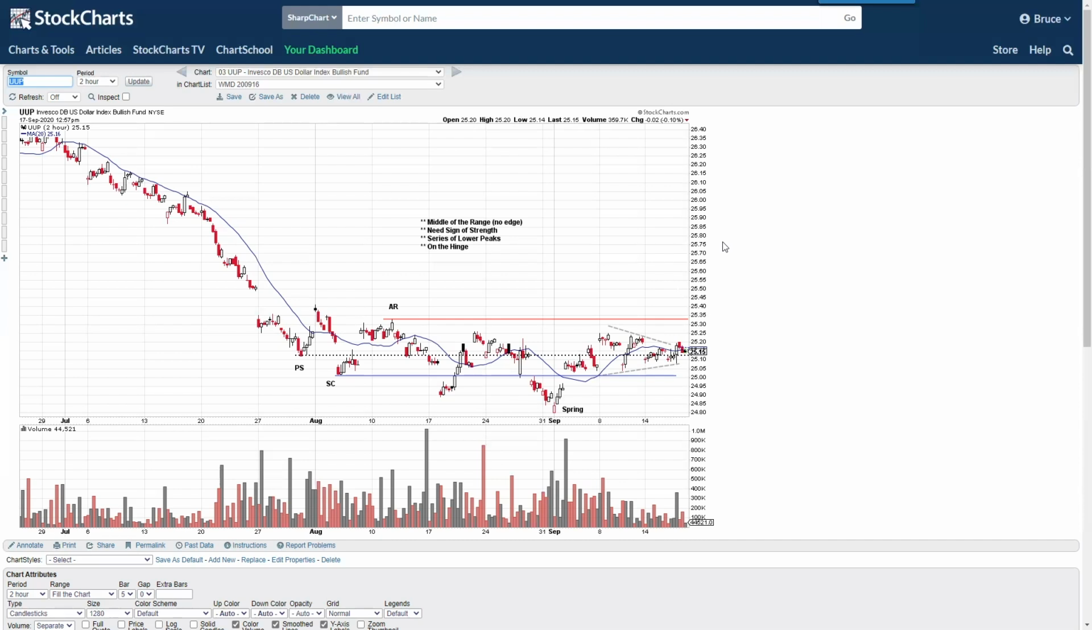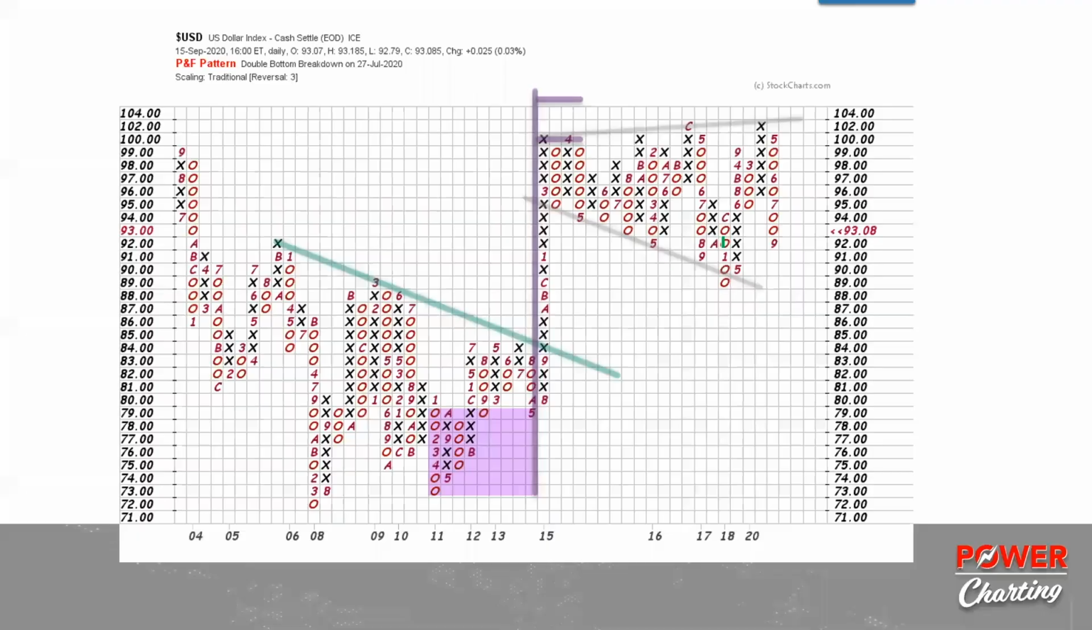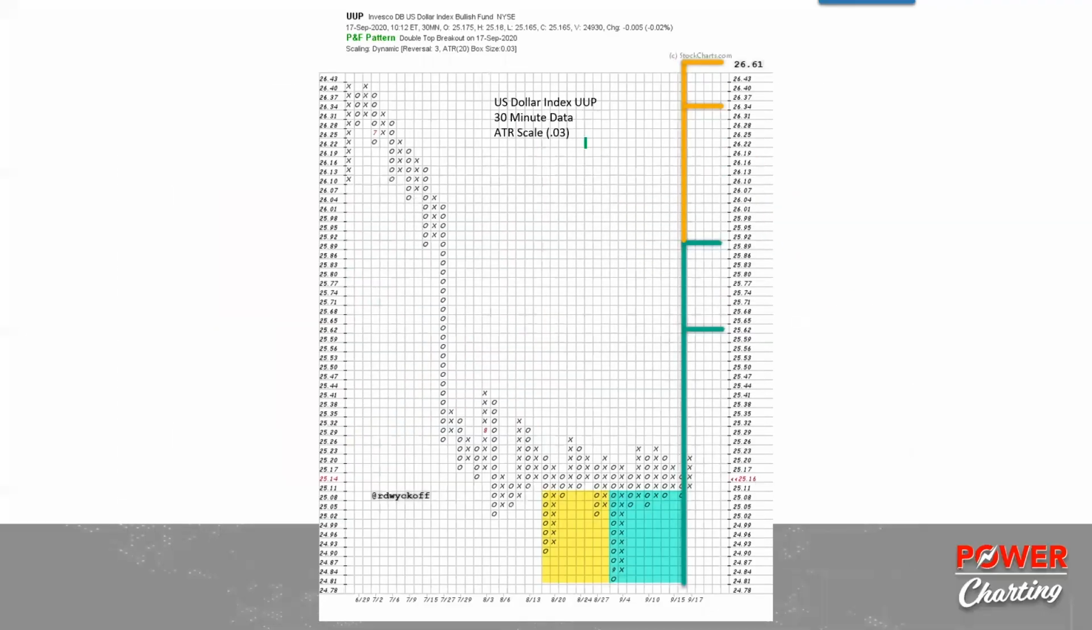Okay, so last thing I want to look at here is let's look at a US dollar UUP point and figure chart. This is ATR scaling, 3-box reversal method, 2 segments that we're counting here. And here 0.03 is the ATR scaling, and these are the counts, and I'll leave these for you to study because we have to move on.